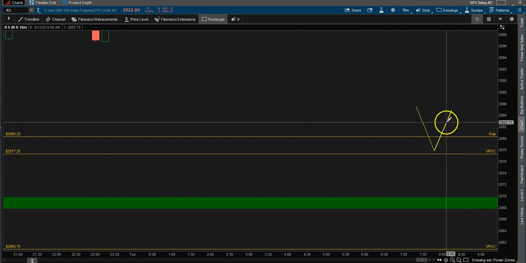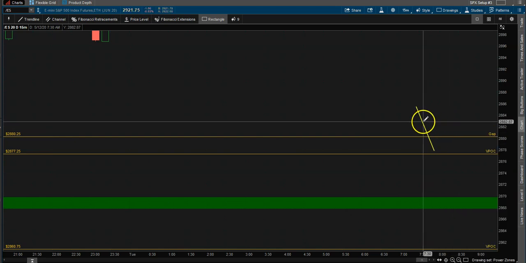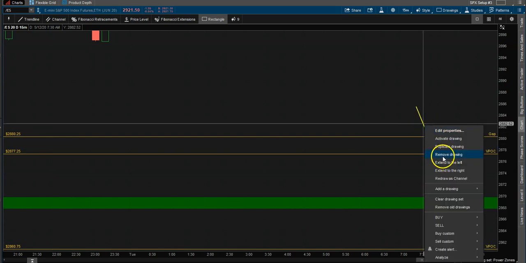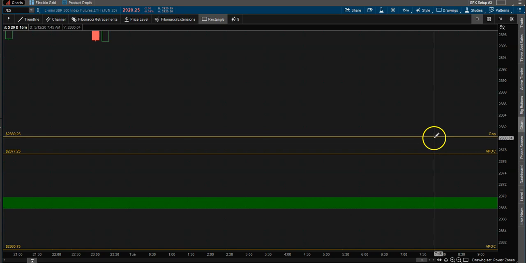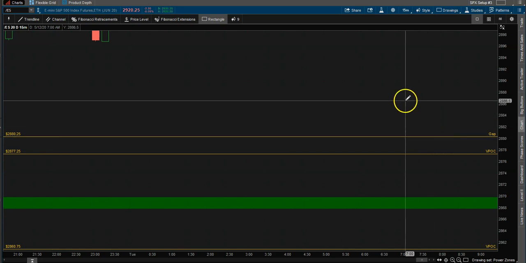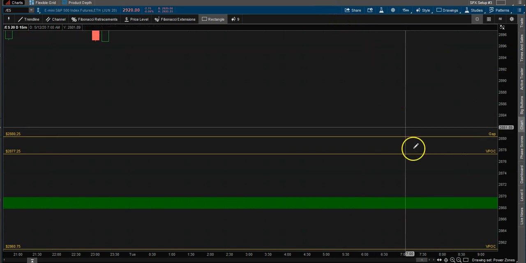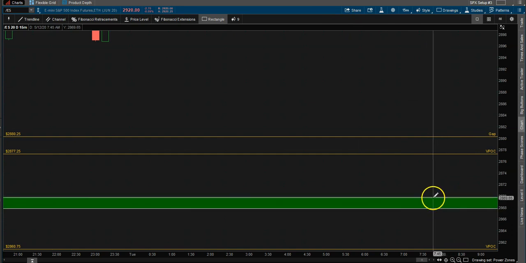These are not meant to be reversal areas. The gap and naked VPOC are more meant to be a quick little scalp, where the market goes to that level, pauses, and then bounces. That's all those are.